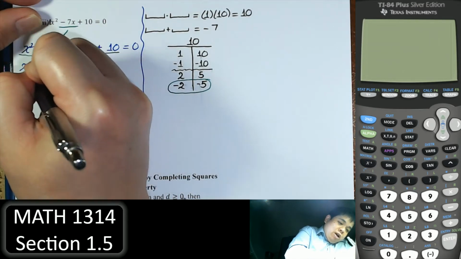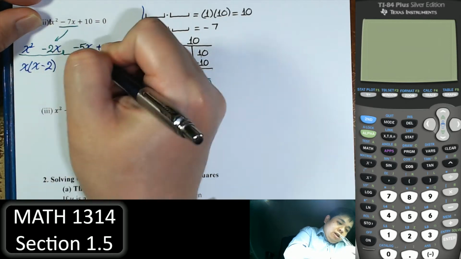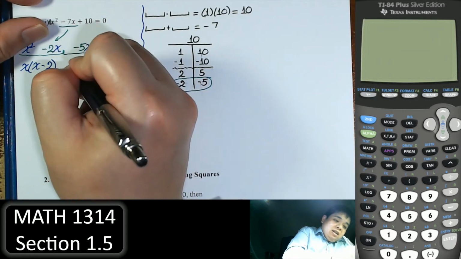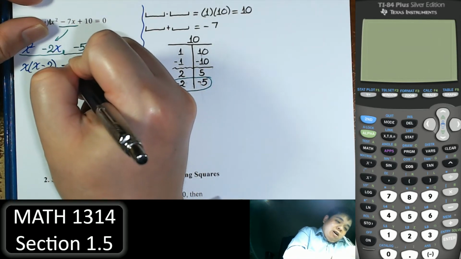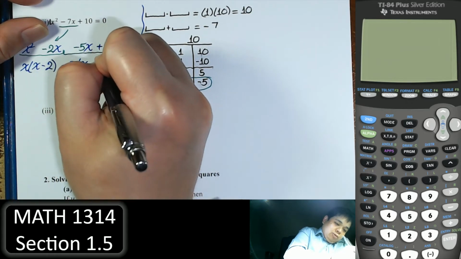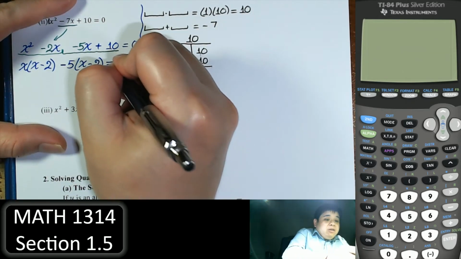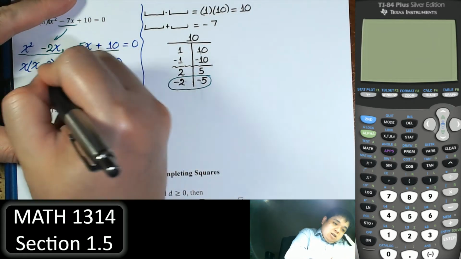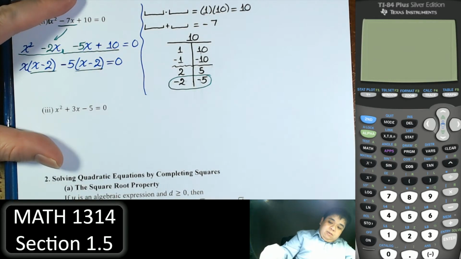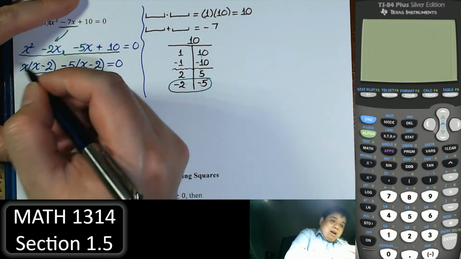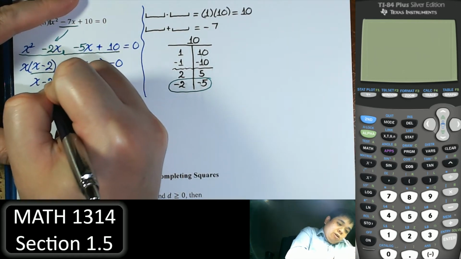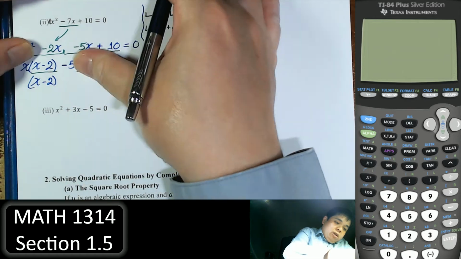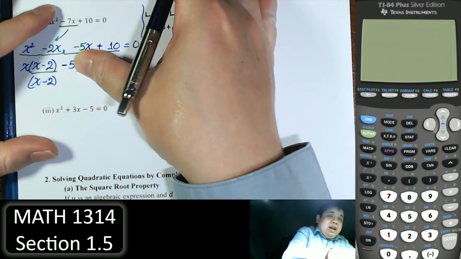Factor out x, we have x minus 2. And negative 5 and 10, looks like we can factor out negative 5, and we have x minus 2. If everything works out perfectly, we should have the common factor of x minus 2. So I factor out the common factor of x minus 2. We're left with x and a minus 5.